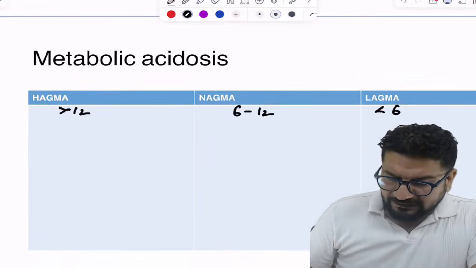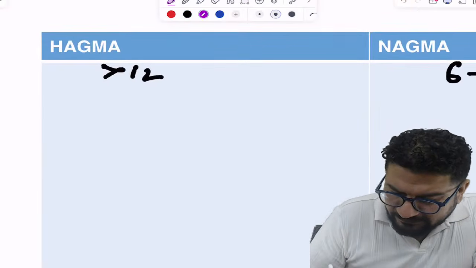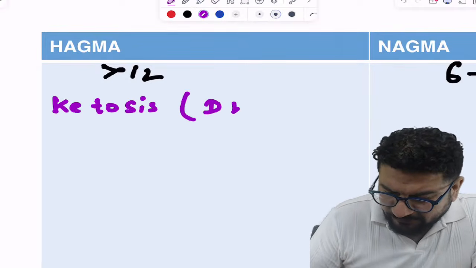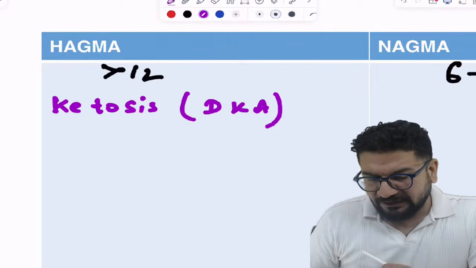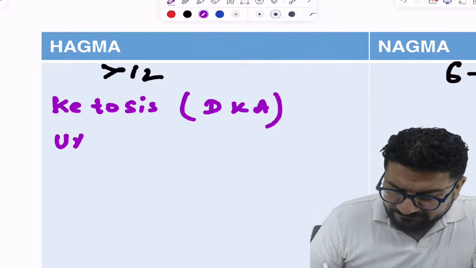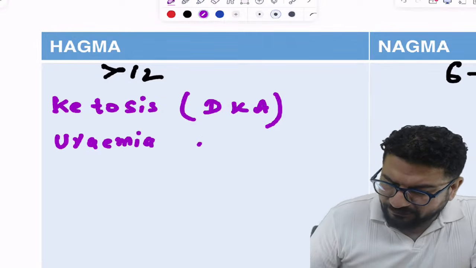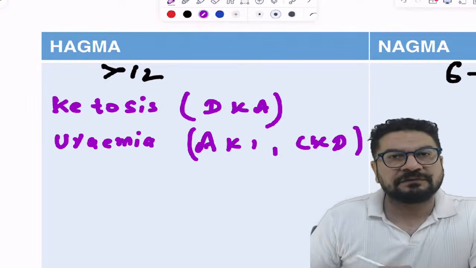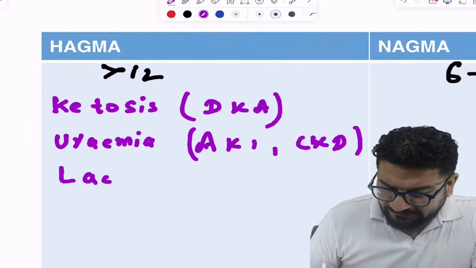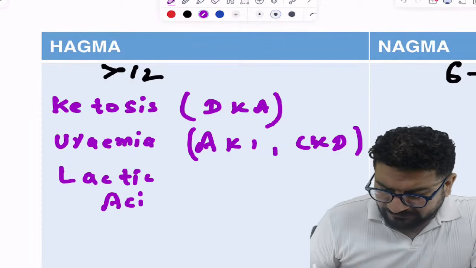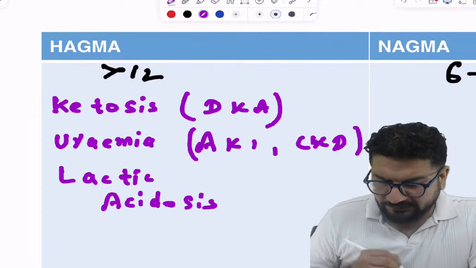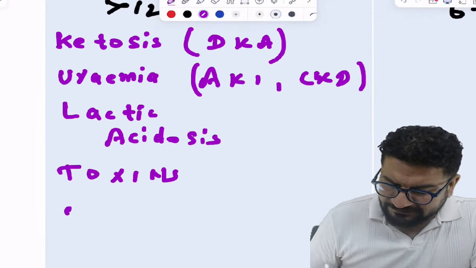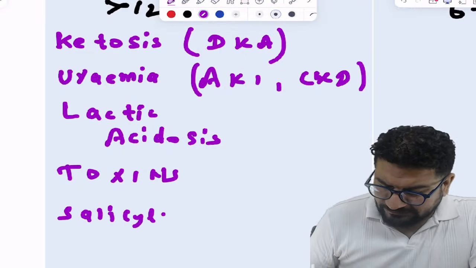So understand this thing. HAGMA is something which is seen in ketosis state. Whenever body is having ketosis, like in a patient of DKA. HAGMA you can see in a patient of uremia. Uremia means in a patient who is having AKI, acute kidney injury, or in a patient with CKD. Then you can see this in a patient of lactic acidosis. You can see this with toxins, and you can see this with salicylate.